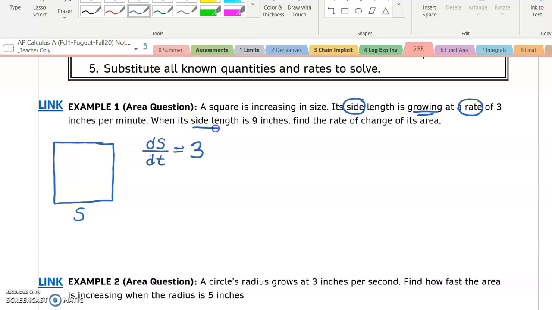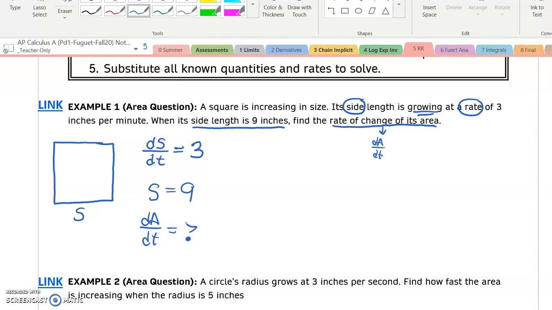They want to know when the side length is 9 inches. Now we'll talk about this in a minute. When the side length is 9 inches, what is the rate of change of the area? If we want to know the rate of change of the area, that's going to be denoted by dA/dt. So we'll go ahead and we'll write that in. And I'm just going to put a question mark here.